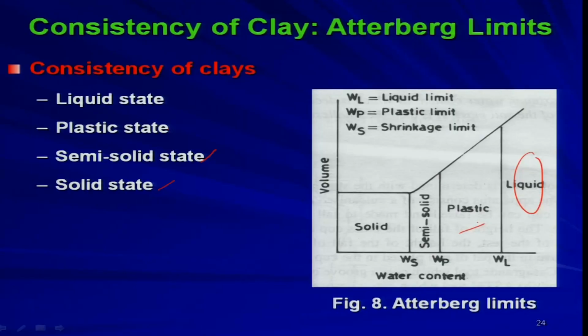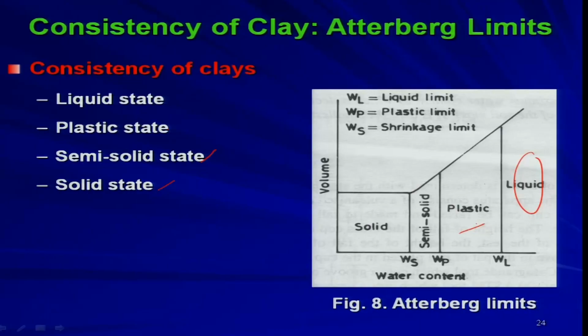When you reduce the water from this liquid state, slowly or gradually you will enter the state which is defined as the plastic state. In the plastic state you can deform the soil. Suppose you want to make a ball of the soil sample, or you really want to do clay modeling, then you need the state which belongs to the plastic state. Then from the plastic state, if you further reduce the water content or moisture from the soil, you will enter the semi solid state.